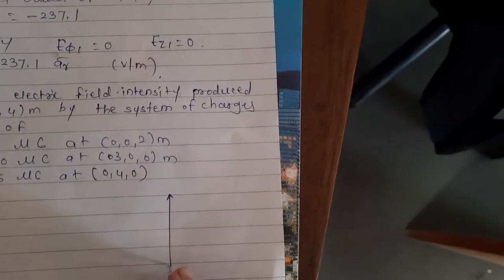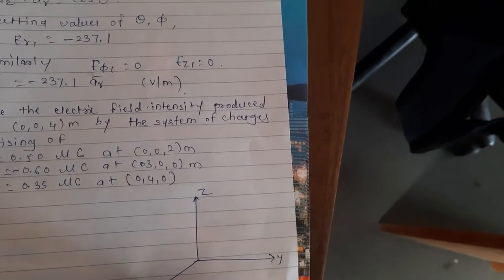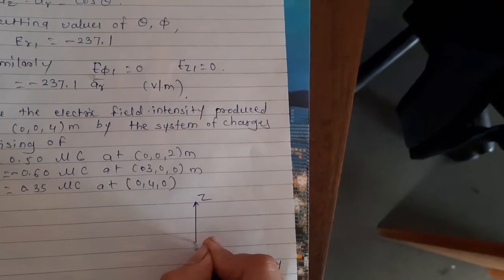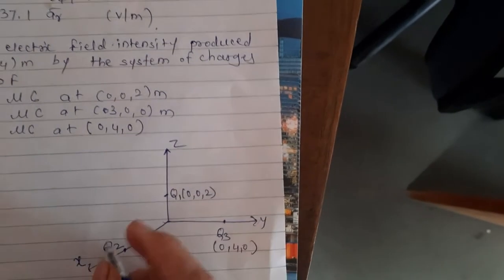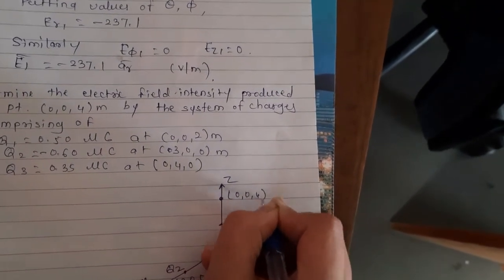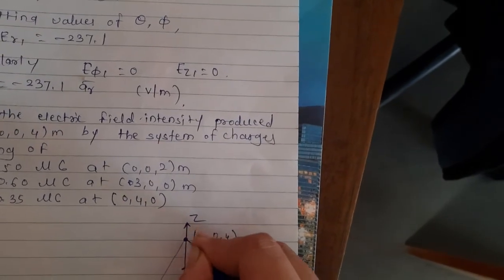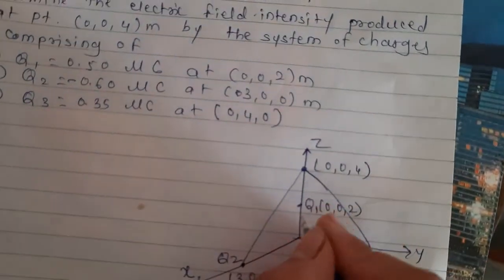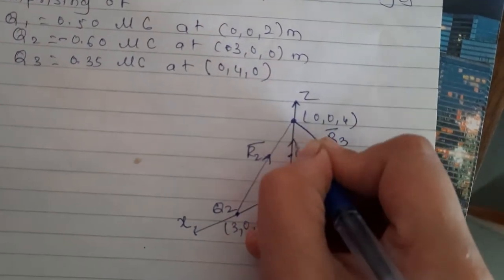For that we have to draw the figure. So this is z axis, y, and this is x axis. This is point Q2. Q1 is (0, 0, 2), Q3 is (0, 4, 0), and it is (3, 0, 0). So this point is (0, 0, 4). It is R2 bar. This is vector R3 bar, and this is vector R1 bar.